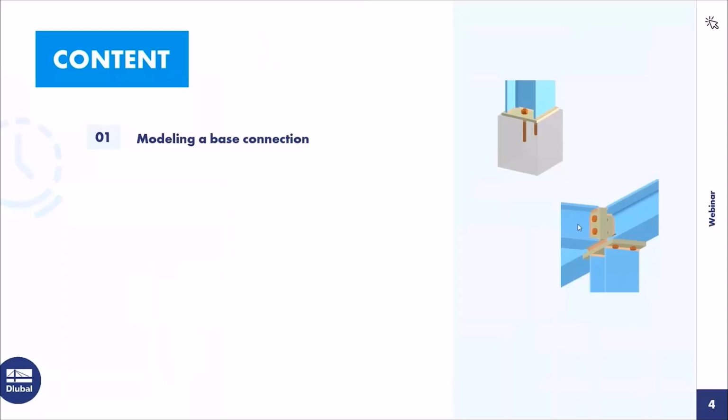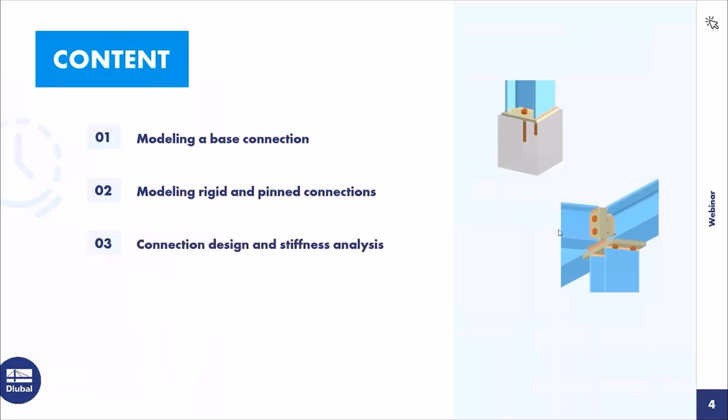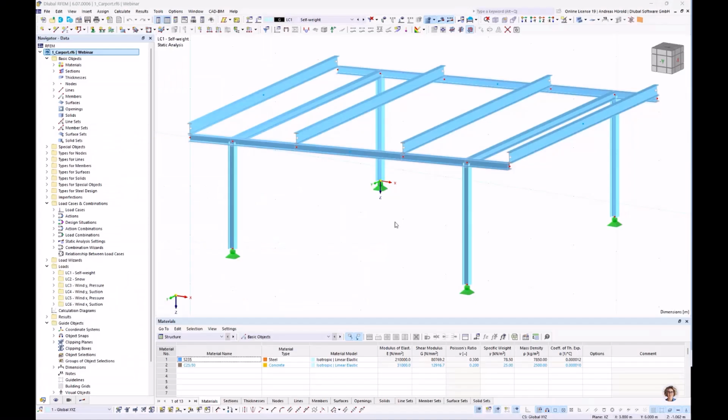To the agenda today, I will model different connections. I start with a base connection, then rigid and pinned connections. Then follows the connection design, and we do a stiffness analysis. The third or fourth point is result evaluation and documentation, and the fifth point is prospect.